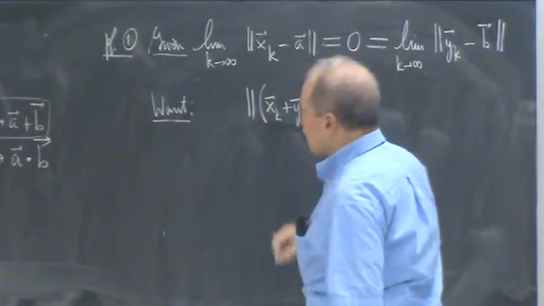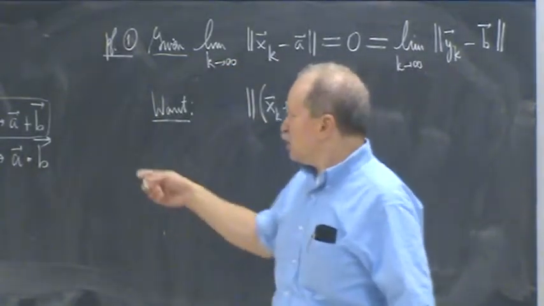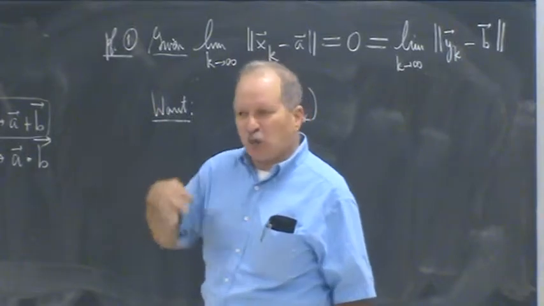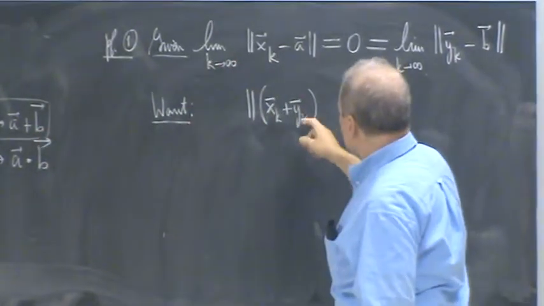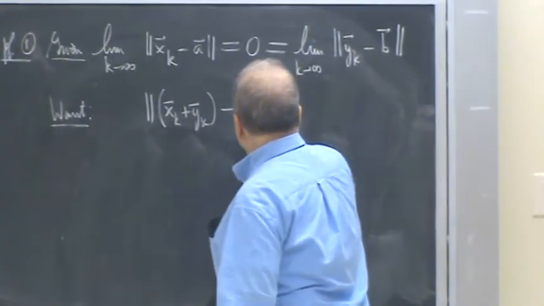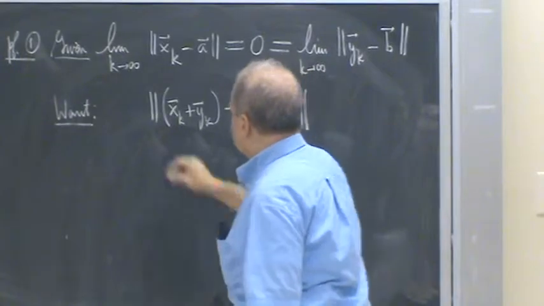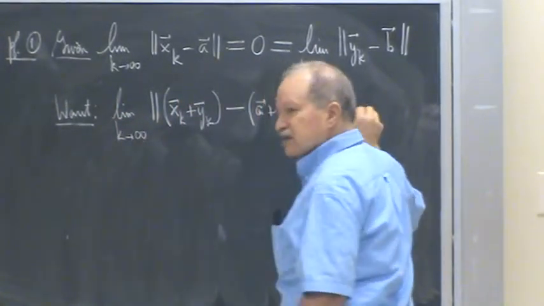This is like the subspace proofs you did and may do on the exam tomorrow. Remember we had a definition to check. So you remind yourself what you know and what you're trying to prove. I'm trying to show this, so I want to show that if I take the sum xk plus yk and subtract A plus B, that magnitude, and you can just regroup that, goes to zero.